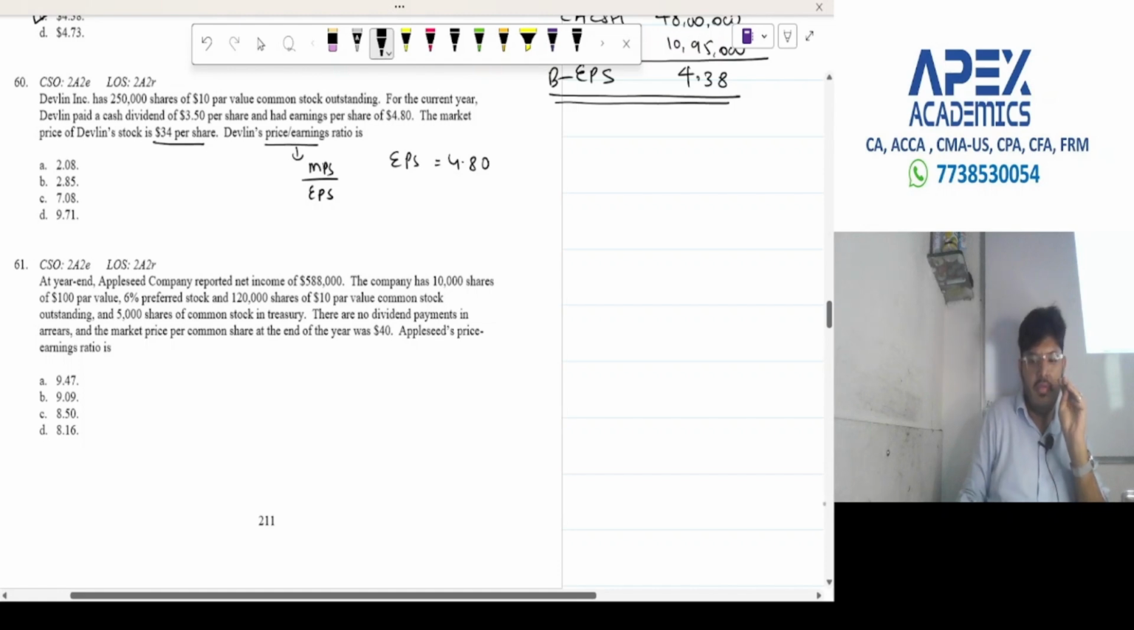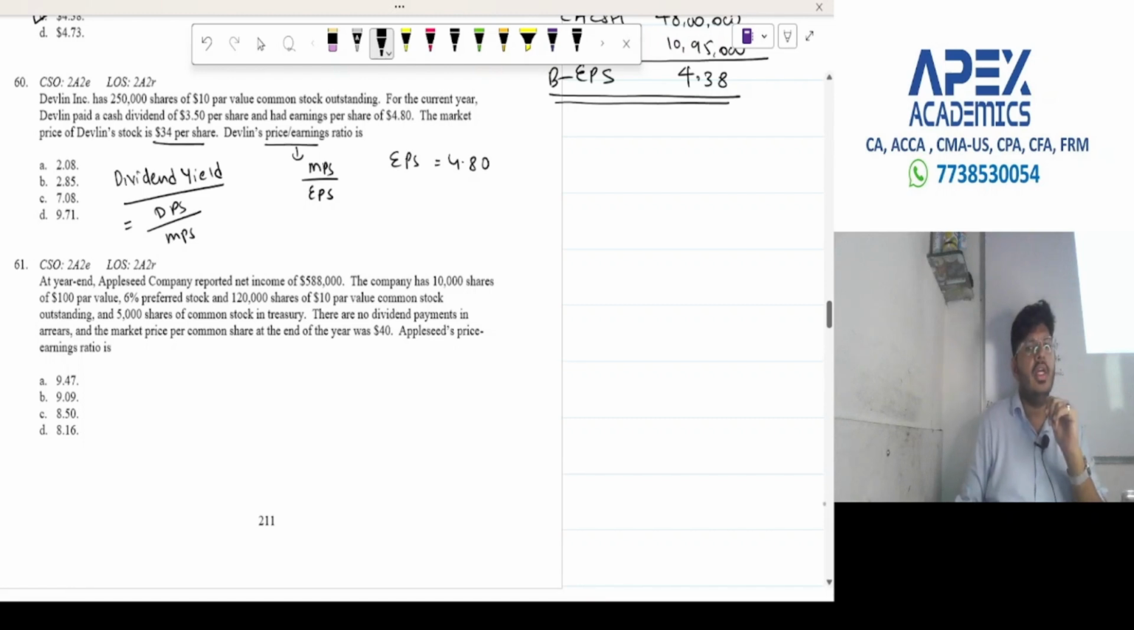This is the price earning ratio. Why don't we also calculate something known as dividend yield? Dividend yield is equal to dividend per share upon market price per share. If you can calculate PE, you can calculate dividend yield also. You should be able to do it. What is EPS? This much. And what is your MPS? 34. So just divide these two. What will you get?